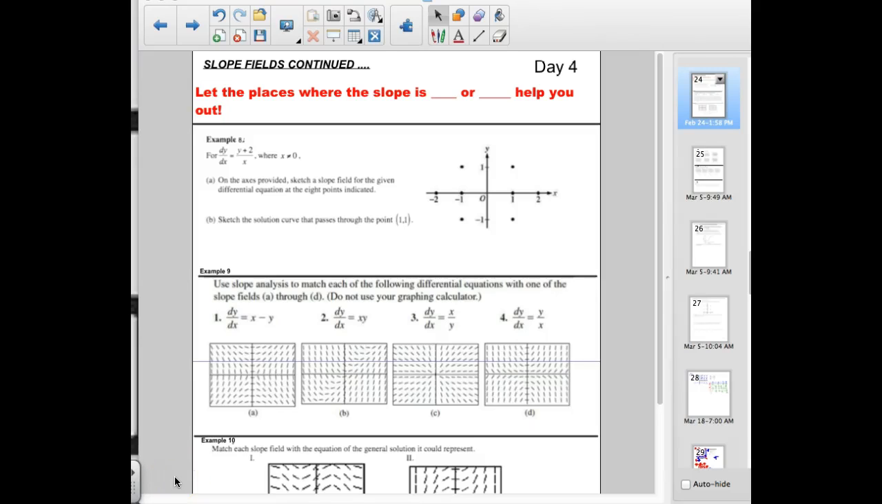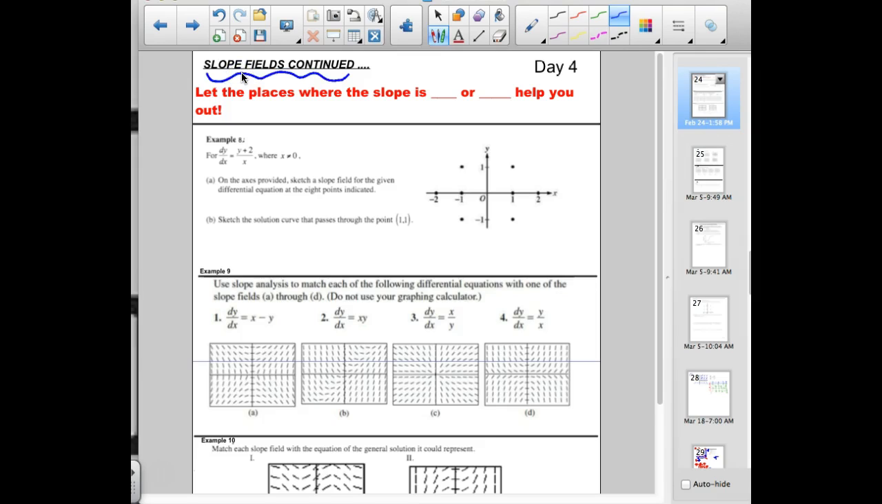What page is this in your notes? Page 20. Go ahead and open it up. We're not going to do the top example, but I do want you to fill this in. We're going to continue working with our slope fields.